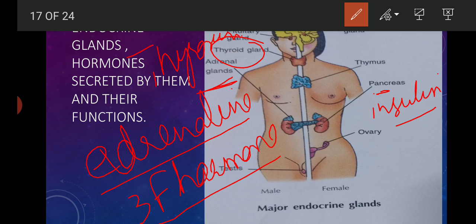The other one is the thymus. This is the thymus. It is a soft pinkish bilobed gland which lies near the heart, and its size is maximum during puberty. After that it shrinks, and in old age it becomes microscopic. This gland brings about the maturation of lymphocytes, and it secretes the hormone thymosin.